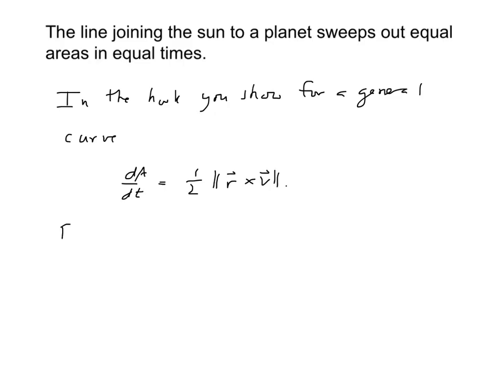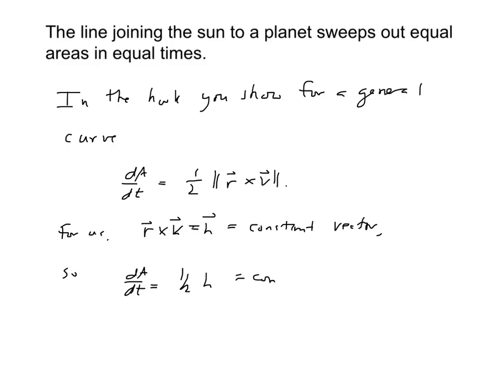But for our particular curve, we know that r cross v is a constant. In general, for a general curve, it's not a constant, but for us it is. So that means that dA/dt is 1/2 times the magnitude of some constant vector. So dA/dt is constant, which is exactly saying the planet sweeps out equal areas in equal times. So that's the second law. That one's done as soon as you do that homework problem.